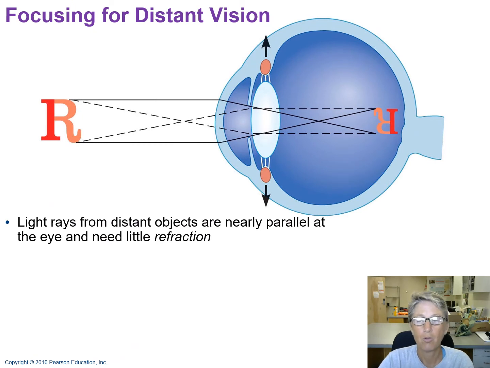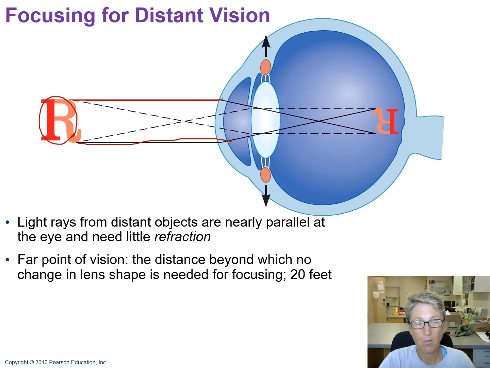So this is a cartoon talking about focusing for distant vision. This R is far away. The light rays from distant objects are nearly parallel, so they would be represented by this line and this line. The rays need little refraction when you're viewing something far away. And then there's this place called the far point of vision. That's the distance beyond which no change in lens shape is needed for focusing.